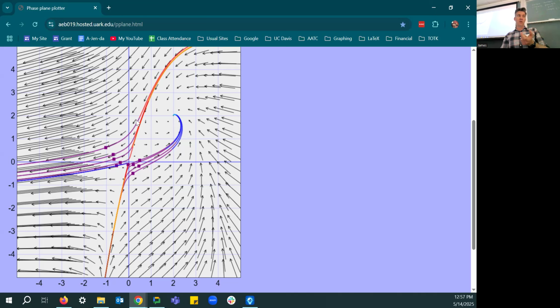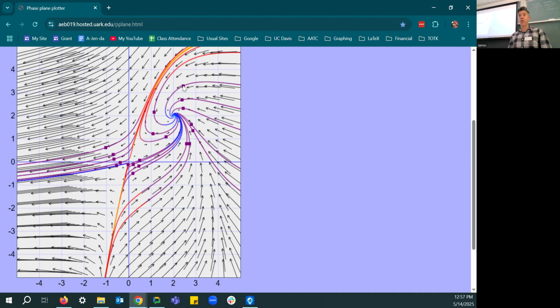But if you move over here towards 2, 2, oh yeah, it looks pretty stable. No matter where you start off, you're getting sucked into that point 2, 2. Well, maybe not. Oh, yeah. It looks like a stable spiral. Not that we care. We would say it's stable. We wouldn't comment on the spiraliness or nodeness of it.